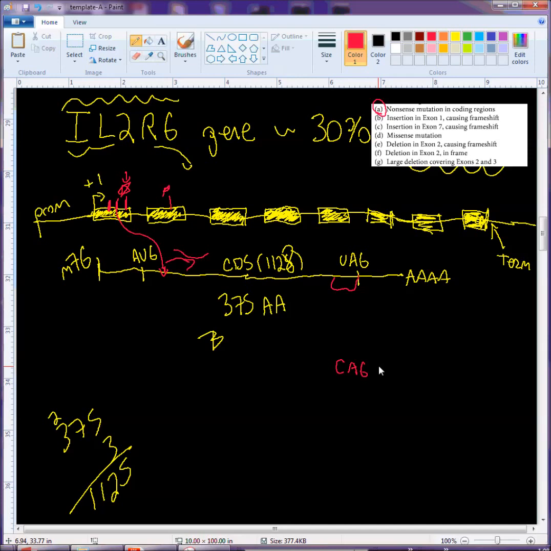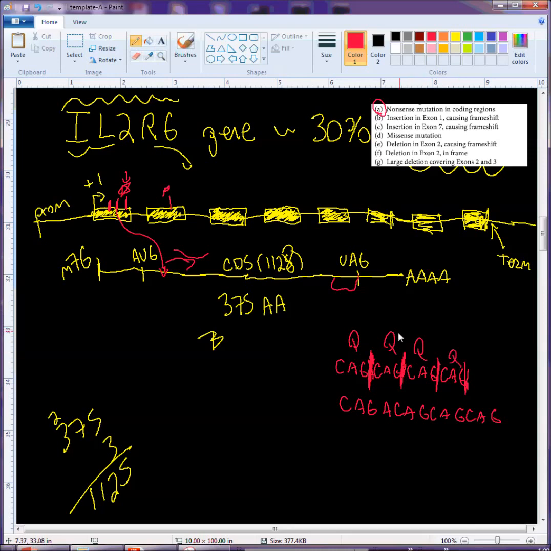So if we had CAGs in a row and we insert some bases, say we insert an A right here. Now we have CAG, ACA, GCA, GCAG. Before we inserted that A, we had a reading frame of CAG. This might code for glutamine, I'm not sure.